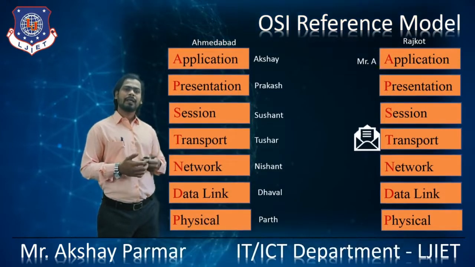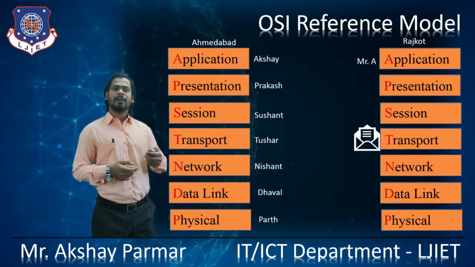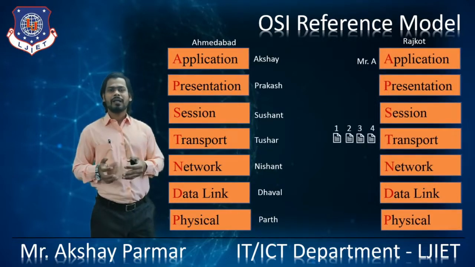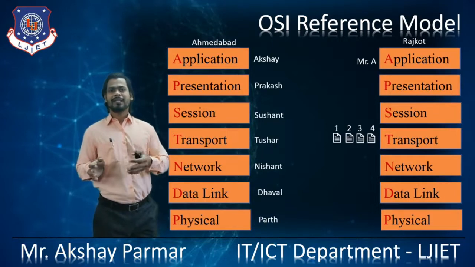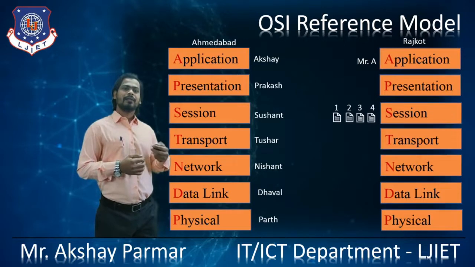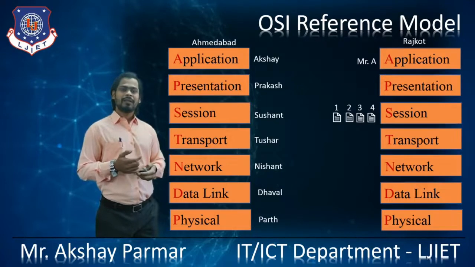who is working at the transport layer of Mr. A's company, which is located at Rajkot. After getting that open envelope, Mr. T will take the document and see that all the documents are divided into 100-page chunks, right? After that, Mr. T will send those 4 different chunks of 100 pages to Mr. S, who is working at the session layer, right? After getting those 4 different chunks, Mr. S will observe that all belong to the same document.